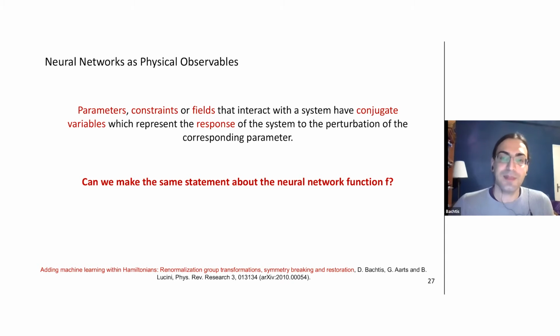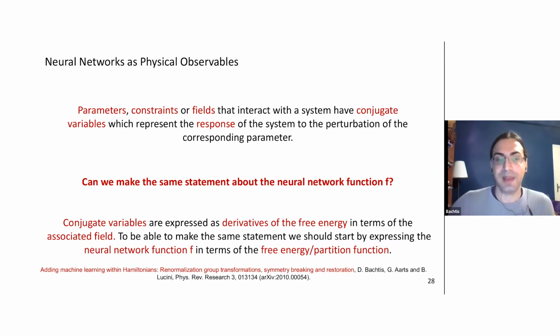So can we make the same statement about the neural network function? In other words, can we view the neural network function as a conjugate variable that has its own associated field? To be able to do this, we should start by expressing the neural network function in terms of the free energy or of the partition function of the system. The reason is that conjugate variables are always expressed as derivatives of the free energy in terms of their associated field. At this point, I should emphasize that the words field, constraint, or parameter are exactly equivalent.